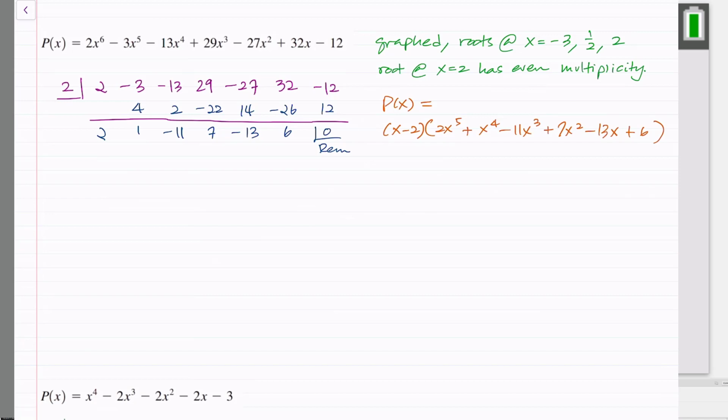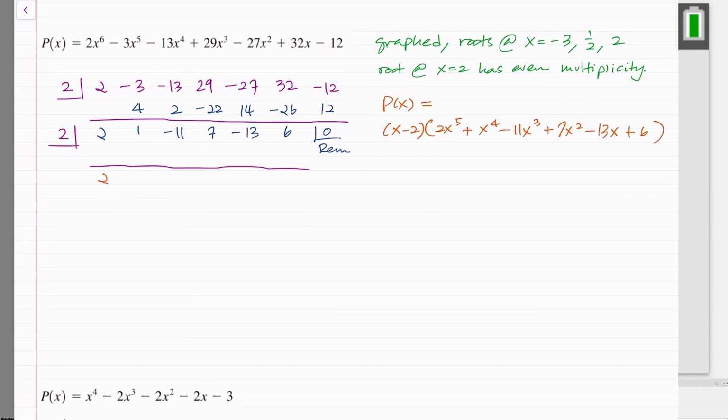What I'm going to do, because I know from looking at the graph that the root at 2 has even multiplicity, is keep pushing it to find out how much multiplicity it has. Is it 2 or is it 4? I don't know. So I'm going to keep on dividing. I'm going to divide another round by 2, and we'll see what we get.